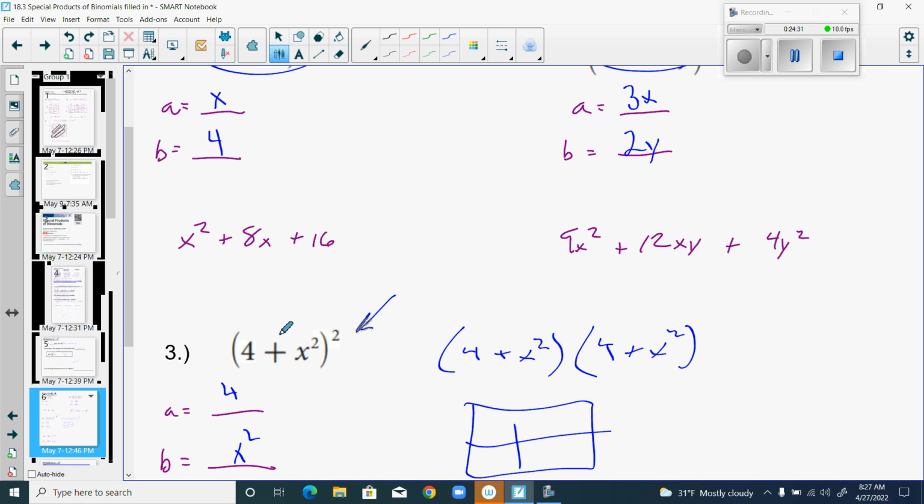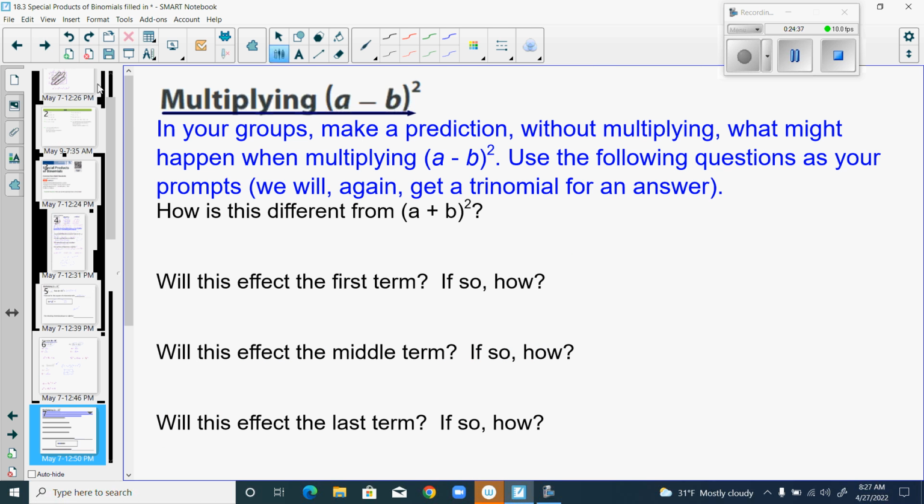Okay, so now we have a different pattern. It's the same idea, right? We have a binomial that's being squared, but instead of addition in the middle, we now have subtraction. We're going to get a little bit of a different pattern happening here, okay? So let's think about this. In your groups, make predictions without multiplying. What might happen when we multiply A minus B squared?